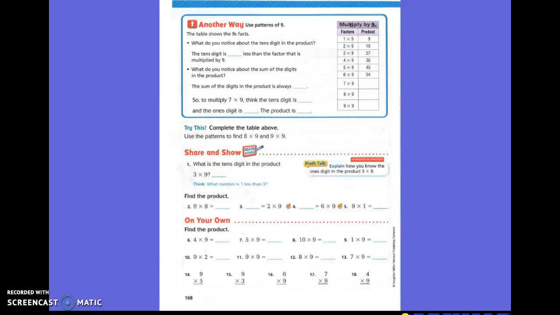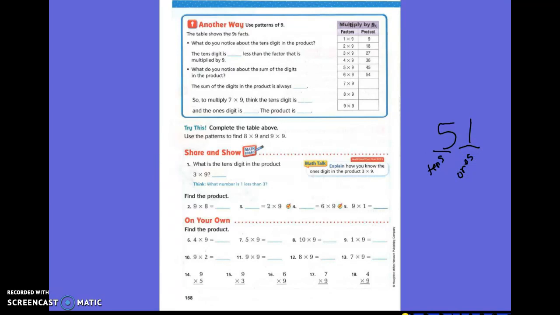Okay, what do you notice about the tens digit in the products? Look at the tens place. Tell me, if I had the number 51, what's the tens place? Which number is in the tens place? On this, look at me. Look up here. 51. What number is in the tens place? 5 is the tens place. 1 is the ones place.